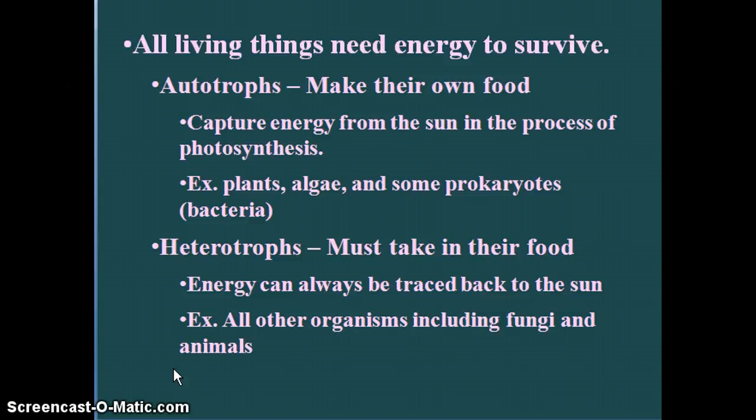Heterotrophs, you see hetero, let's think of it like this. It begins with an H. Humans are heterotrophs. We must take in food. Since we can't make it, we must consume food. We must get it somewhere else. So H for humans, and also know that fungus is included as a heterotroph because a fungus cannot make its own food. Energy then must be traced back to the sun.